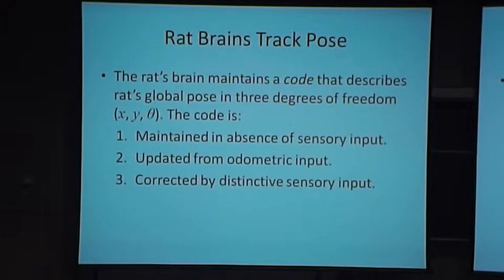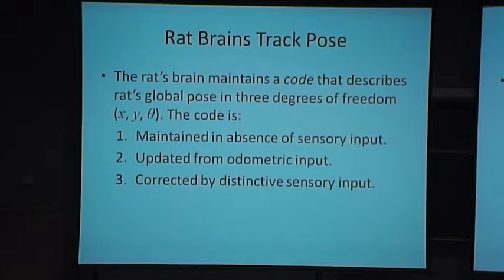The rat can update that state information, that pose information, purely from odometry. I'll call it odometry. I'm a roboticist. Okay, I'll call it odometry. What the rat's actually using is some notion of how much its feet are moving, how much its head's moving from vestibular information, accelerometer information. So it's able to update this code without looking at any other global reference frame.